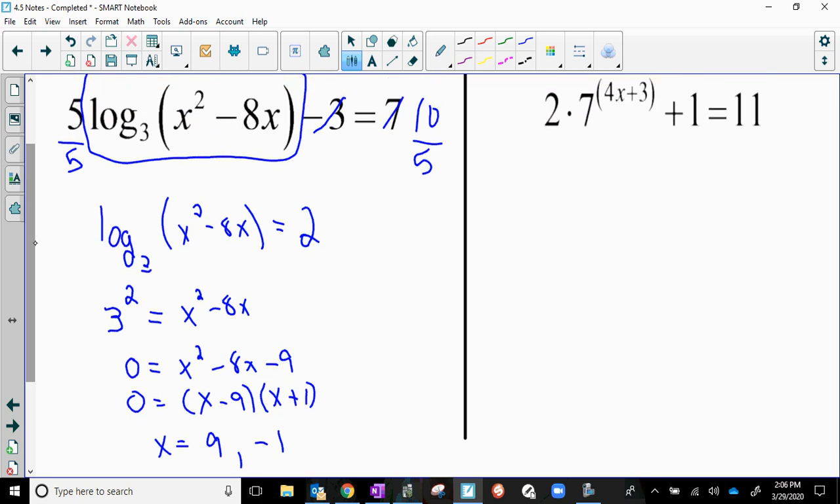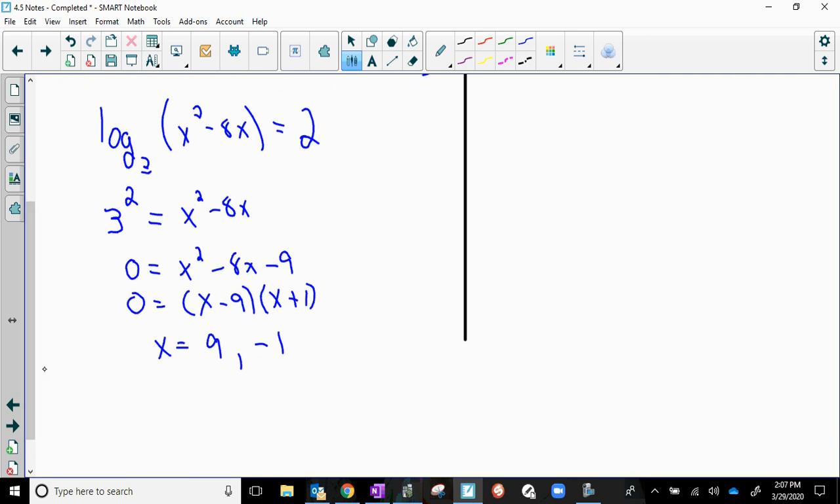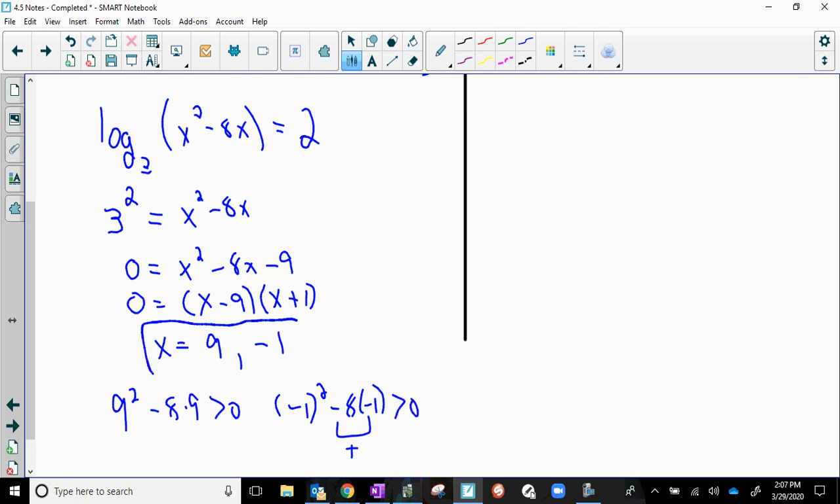We started with the log, so we're going to go back to the original problem and check for extraneous solutions. What we really have to make sure of is that this x squared minus 8x is positive. So 9 squared minus 8 times 9: 9 nines minus 8 nines is 1 nine. That's positive. The negative 1 squared is 1, minus 8 times negative. That double negative makes a plus. So 1 plus 8, that's positive. So both answers work in this problem.